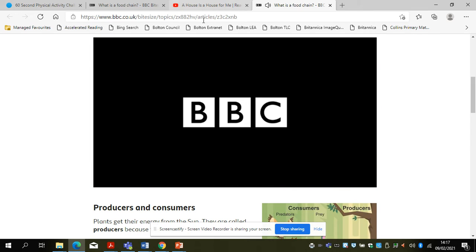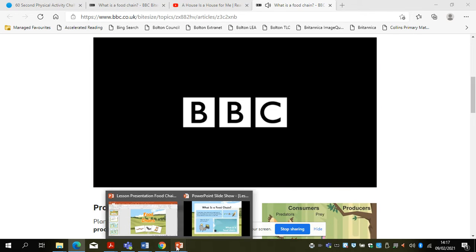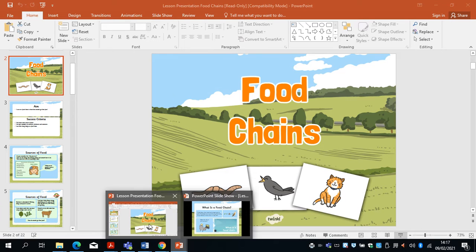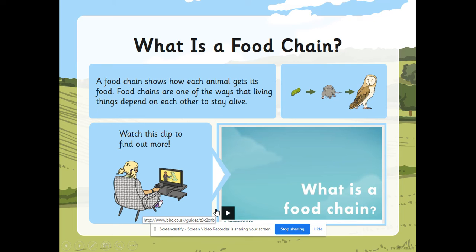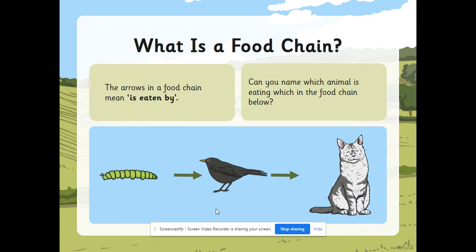Okay, so you might want to go back when you're doing your worksheet and watch that bit again because your worksheet is exactly that today, making your own food chain. So you've got the video to go back and have a look at. So what is a food chain? This arrow in a food chain means it's eaten by. Can you name which animal is eating which in the food chain? So we've got a caterpillar, which should be eating grass. So the bird is going to eat the caterpillar, the cat is going to eat the bird.